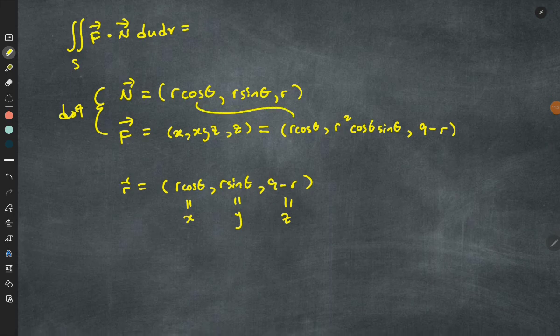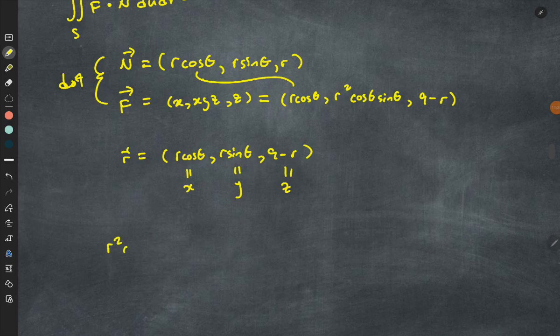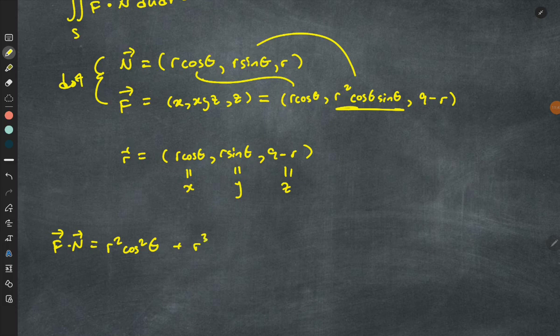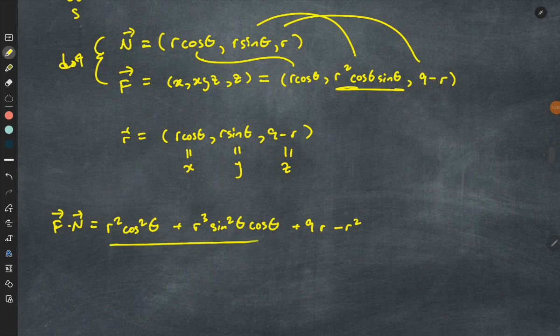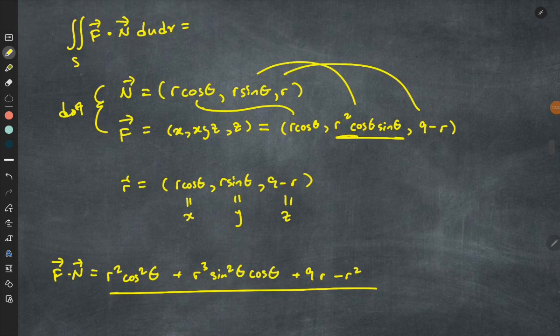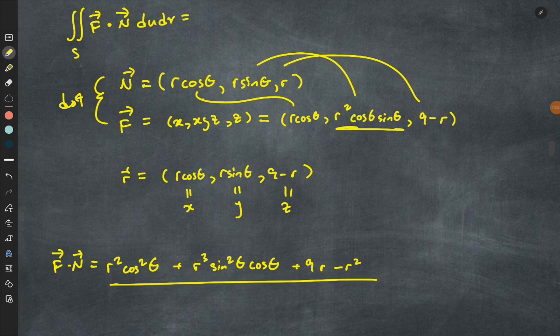So r cos theta times r cos theta is r squared cos squared theta. And r sine theta times this function right here is r cubed sine squared theta cos theta. And if we dot the z components, we get 9 minus r times r, or 9r minus r squared. All right, so we know what F dot n is. That said, we can plug it back into our flux integral.